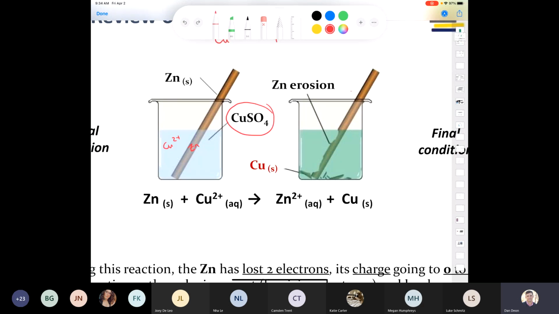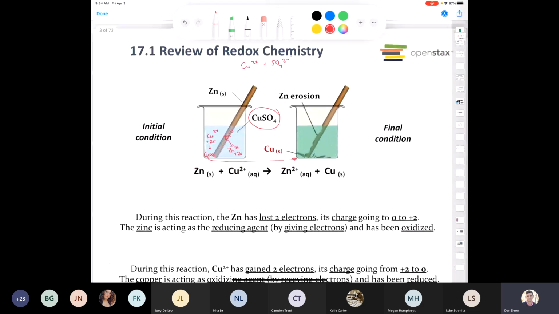Why did the zinc bar erode? Why did it start to disintegrate, if you will? Because as the zinc solid is being converted into zinc ions, where's the zinc coming from? The zinc is coming from the zinc metal, so that means the zinc metal is going to disappear. And where is this copper coming from? The electrons that were lost by the zinc are gained by the copper 2+, forming solid copper on the bottom, and that's what we see down here. So this is an oxidation reduction process.